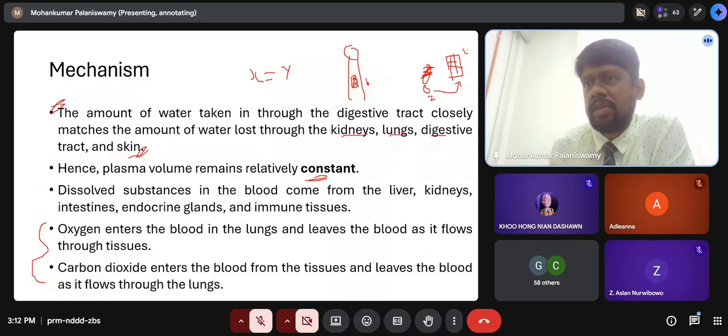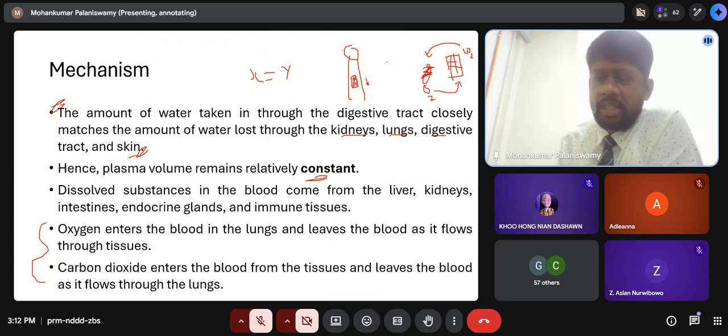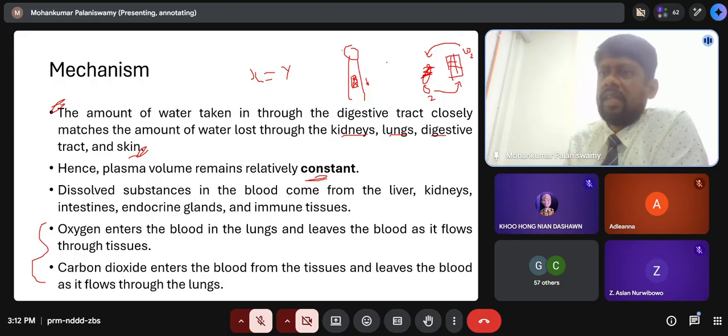This tissue has some carbon dioxide or some waste. That waste and carbon dioxide get transferred to the blood. Then again, this blood goes to the lungs, where the carbon dioxide is sent out. And when the blood reaches the liver and kidney, the waste is sent out. So this is the cycle. Clear?